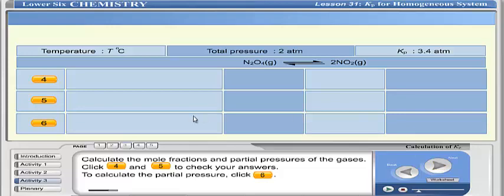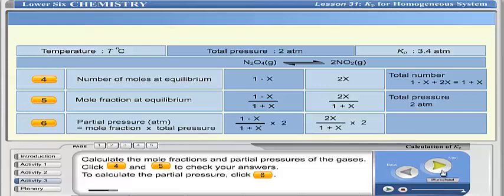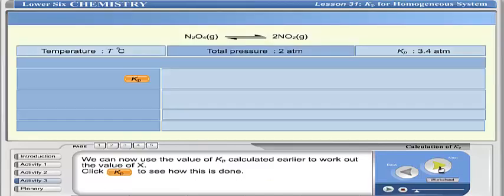Calculate the mole fractions and partial pressures of the gases. Click the button 4 and the button 5 to check your answers. To calculate the partial pressure, click the button 6. We can now use the value of Kp calculated earlier to work out the value of X. Click the Kp button to see how this is done.